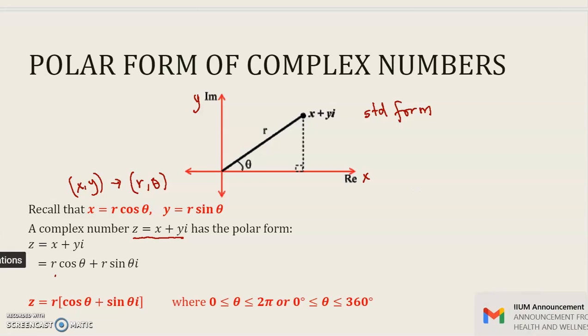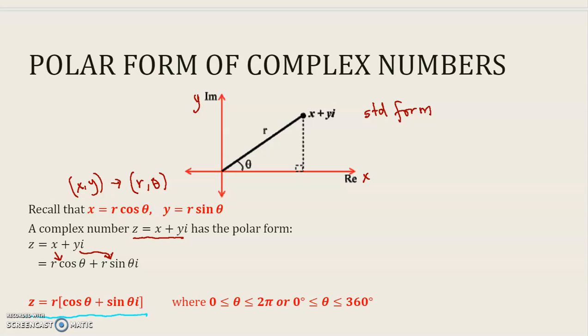And this i, you can either write it after sin theta, or you can also write it before sin theta, it doesn't matter. So x is r cos theta and y is r sin theta, and y is the imaginary part, so you have to attach the i there. And then if we factor out r, we have r times cos theta plus i sin theta.